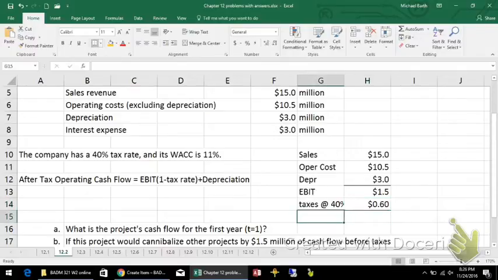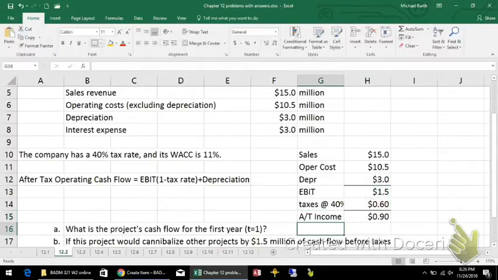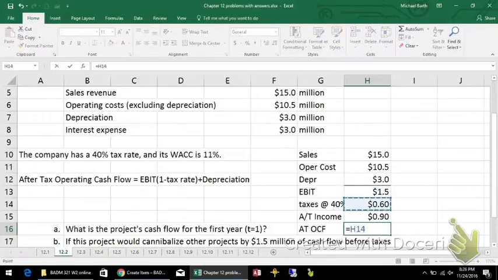And so the after-tax income, so to get the after-tax operating cash flow, would be EBIT times 1 minus the tax rate, which would give me the 90 here, and then add back the depreciation. So $3.9 million is the answer to A.